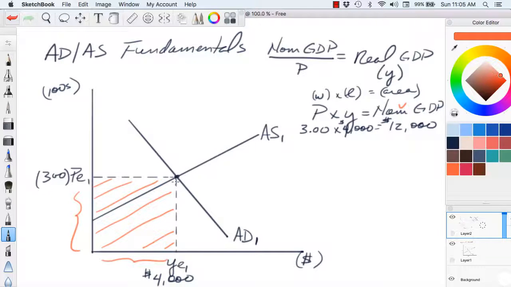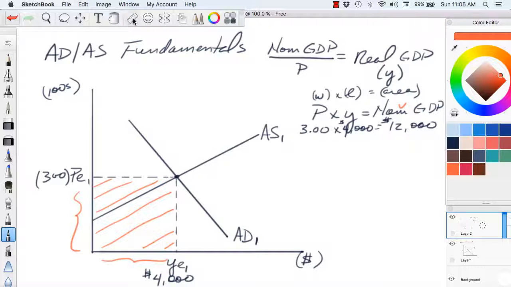So the beauty of the aggregate demand, aggregate supply model, the beauty of this model is that it shows how changes in aggregate demand or aggregate supply affect price level, real GDP, and nominal GDP. Whereas the expenditure line model only shows how changes in spending affect GDP. It doesn't distinguish between real and nominal because it's holding the price level constant.